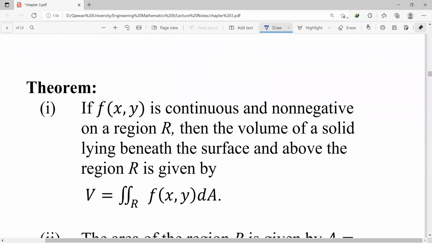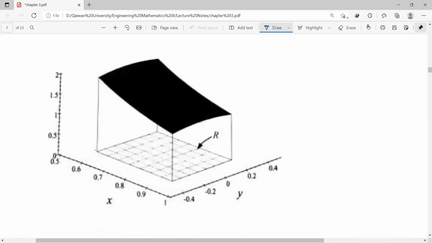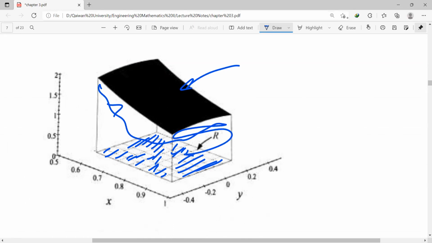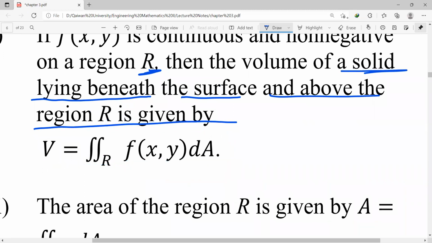Here we have a theorem. It says if f of xy is continuous and non-negative on a region R, then the volume of a solid lying beneath the surface and above the region R is given by this. That means if you look at the graph here, this is the region, and this black one is the surface. So the volume here, which is between the region and the surface, is the double integration of the function f of xy over the region.